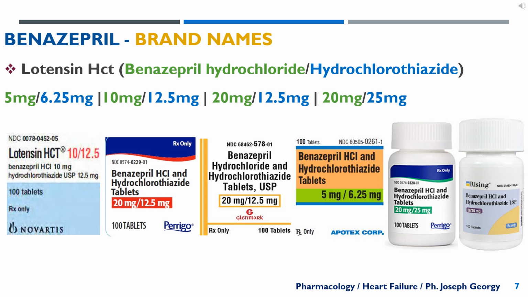Here we put this type of diuretic to ensure that we can treat renal failure types and renal disorders. Actually, we have 4 main doses. The first number is for benazepril, and the second is for hydrochlorothiazide. We have 5 over 6.25, 10 over 12.5, 20 over 12.5, and 20 over 25 mg.